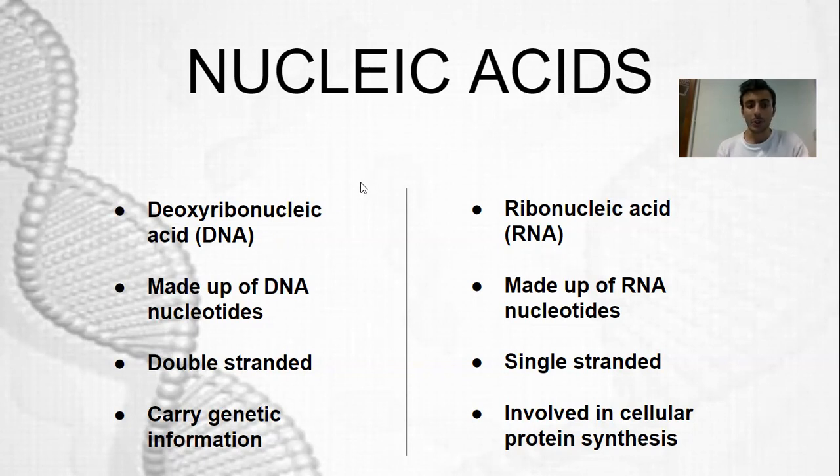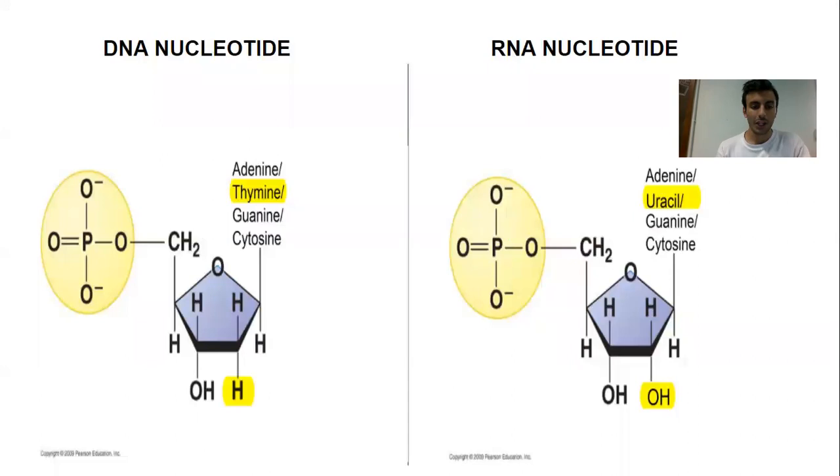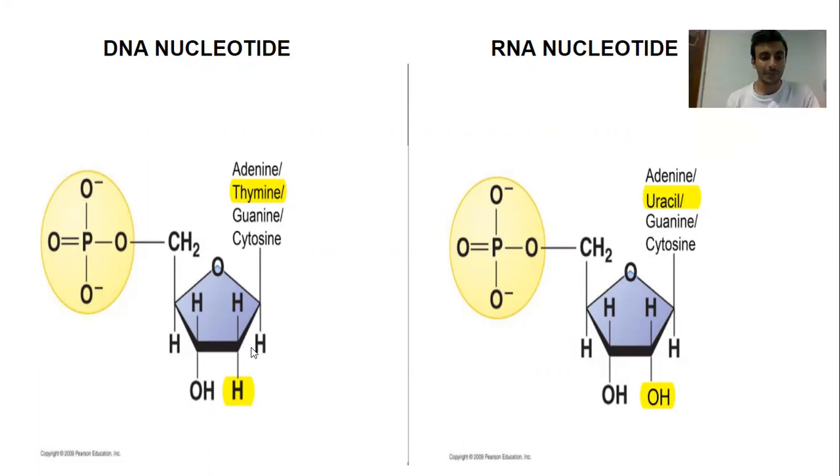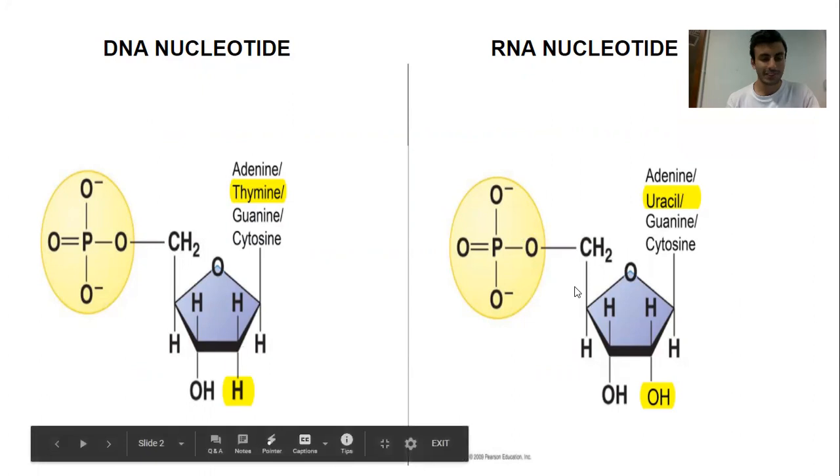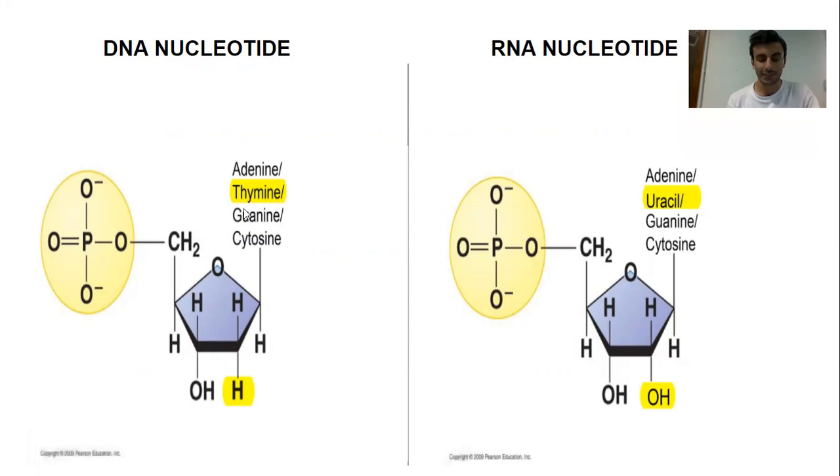Now we are going to look in detail at the specific building blocks of both of these molecules, which are the DNA nucleotides and the RNA nucleotides. As we can see in front of us, we have two structures, the DNA nucleotide and the RNA nucleotide. Both of these molecules look pretty similar, right? But there are some basic differences which we'll figure out by the end of this video.